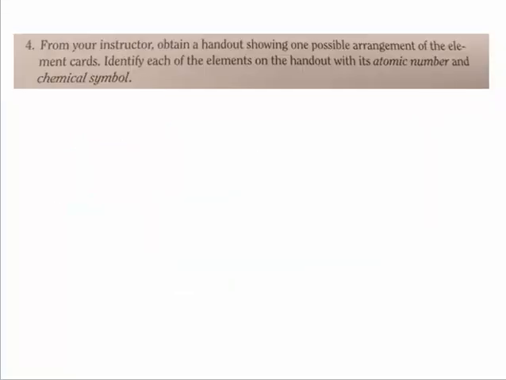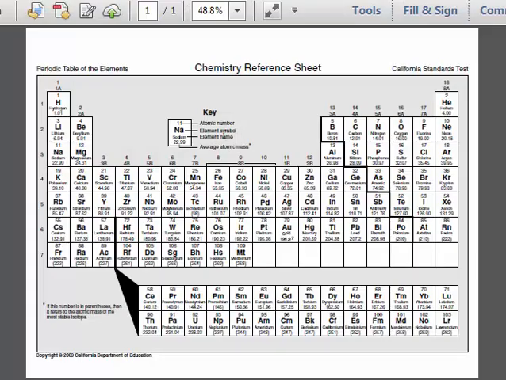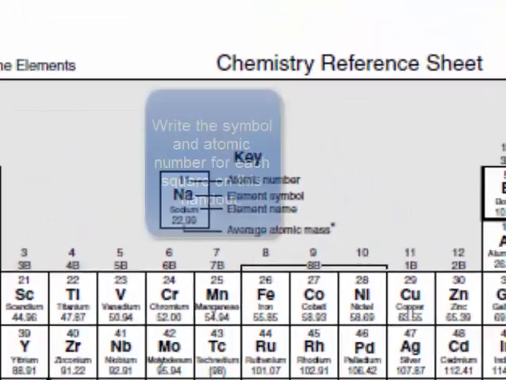Number 4, it says from your instructor obtain a handout showing one possible arrangement of the element cards. Identify each of the elements on the handout with its atomic number, so its number of protons, and its chemical symbol. So basically what you're doing is you're using this paper that I gave you, and you're looking for information on here that will tell you which element on the periodic table it is. And then you label it using the atomic number, the number at the top, and the symbol.